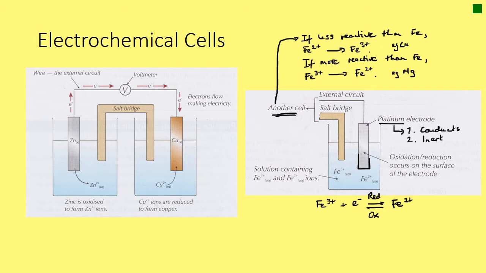And platinum is used as an electrode for two reasons. One is that it conducts electricity. Electrodes have to conduct electricity. And the second reason it's used is that it's inert. It's not reactive. It's not going to take part in any of these redox reactions.